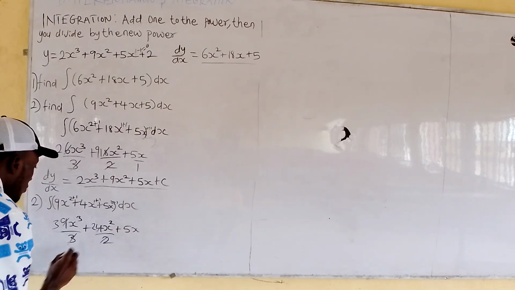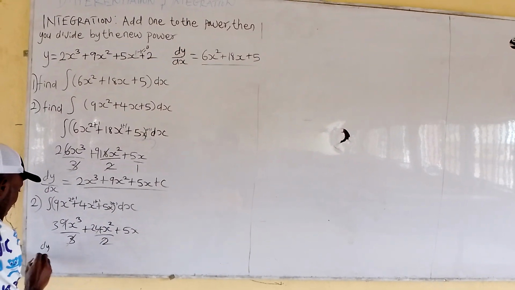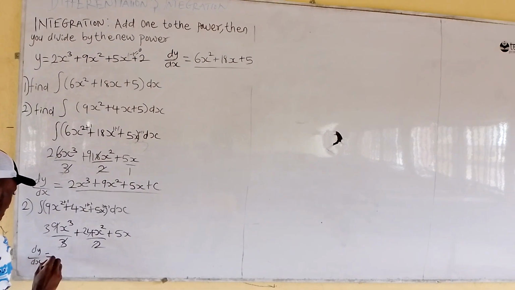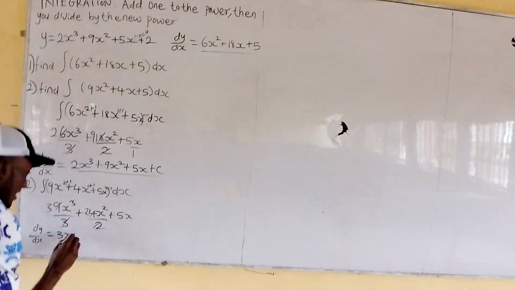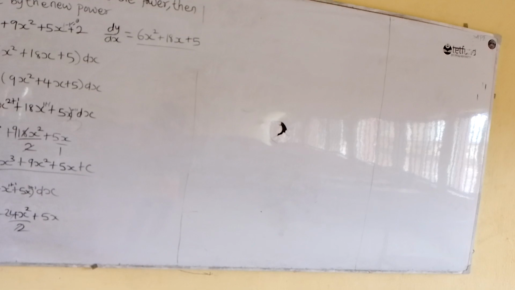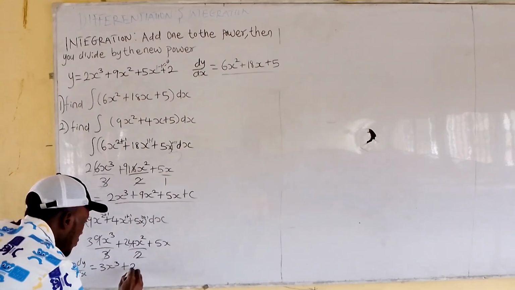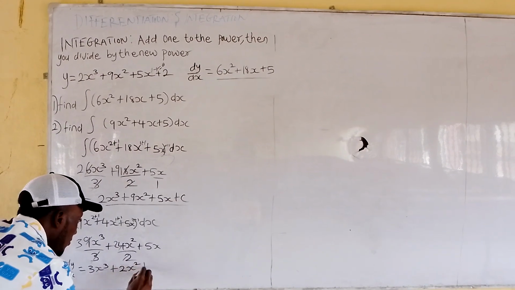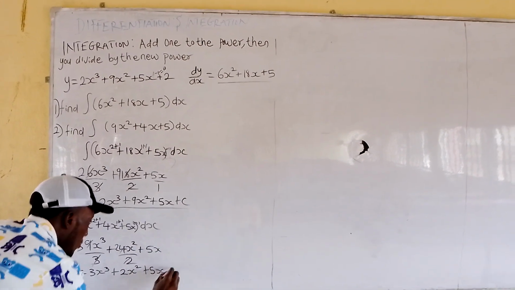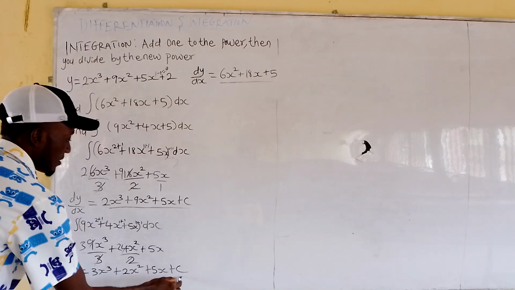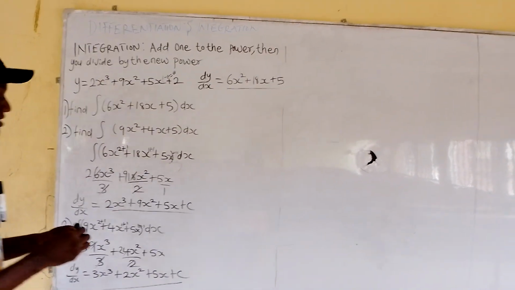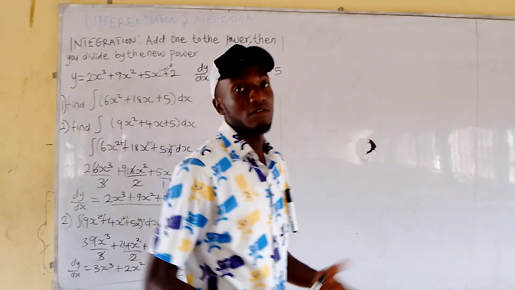So this 3 can simply go into this 9 to give you 3, this 2 can simply go into this 4 to give you 2. Now your answer will be equal to 3x raised to the power of 3 plus 2x raised to the power of 2 plus 5x. Now plus your constant of integration. So that is simply how to integrate, and the difference between integration and differentiation. You can try on that later.